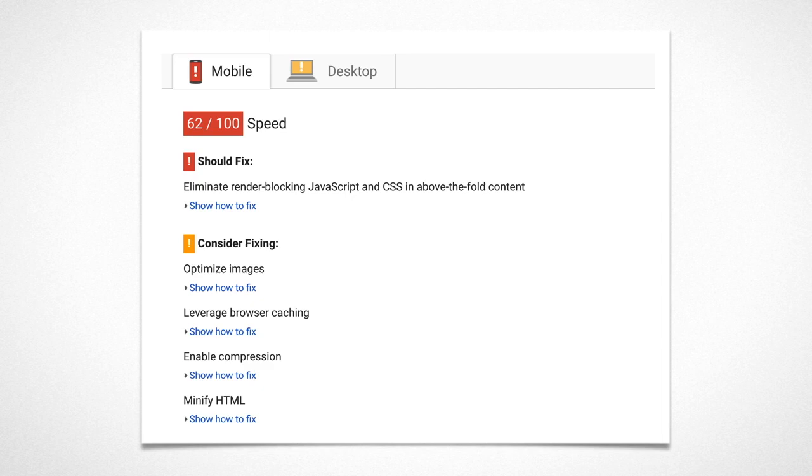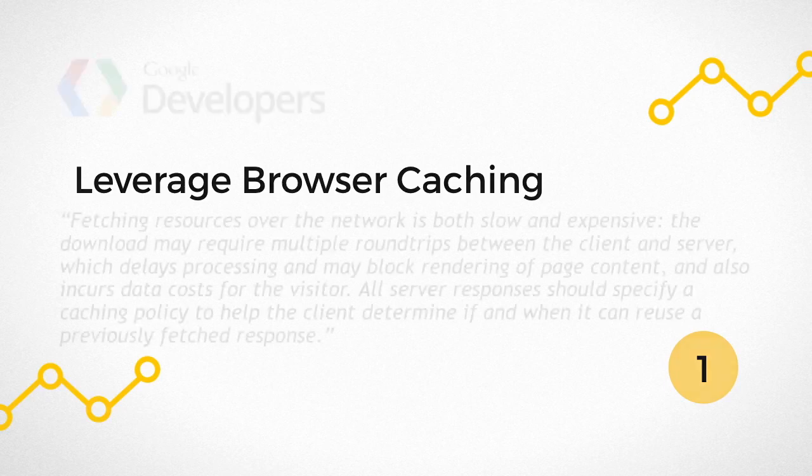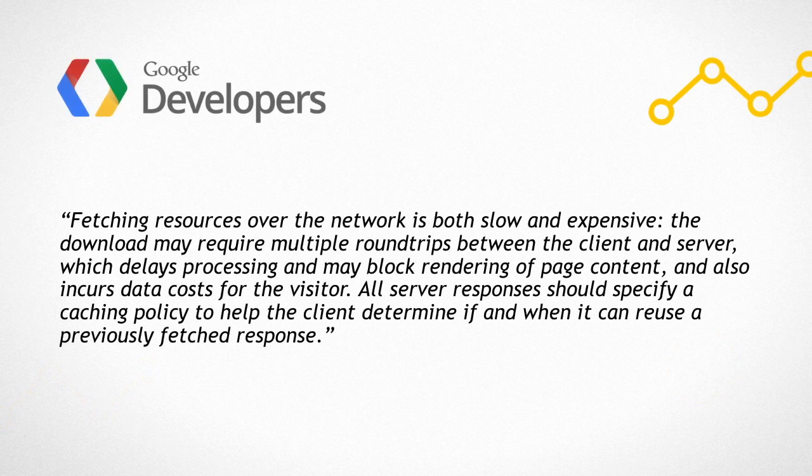Let's begin. The first point I'm going to talk about is browser caching. This is how PageSpeed Insights describes browser caching. Fetching resources over the network is both slow and expensive. The download may require multiple round trips between the client and server, which delays processing and may block rendering of page content, and also incurs data costs for the visitor.